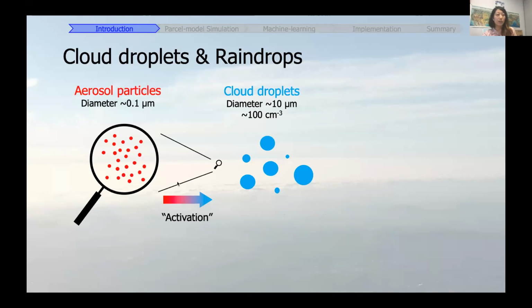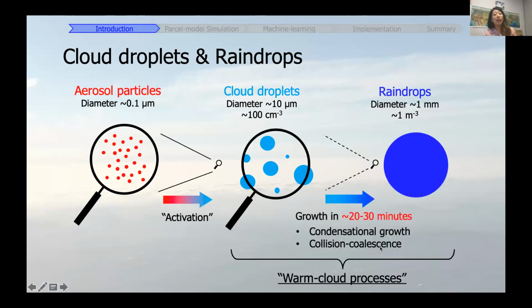And if there are enough cloud droplets in the atmosphere, if you click next, they can form raindrops. As I said earlier, not all clouds form rain. And these raindrops are much bigger and much fewer in number concentration, and the diameter is typically around 1 millimeter or so. And this growth from cloud droplets to raindrops just happens within 20 to 30 minutes.